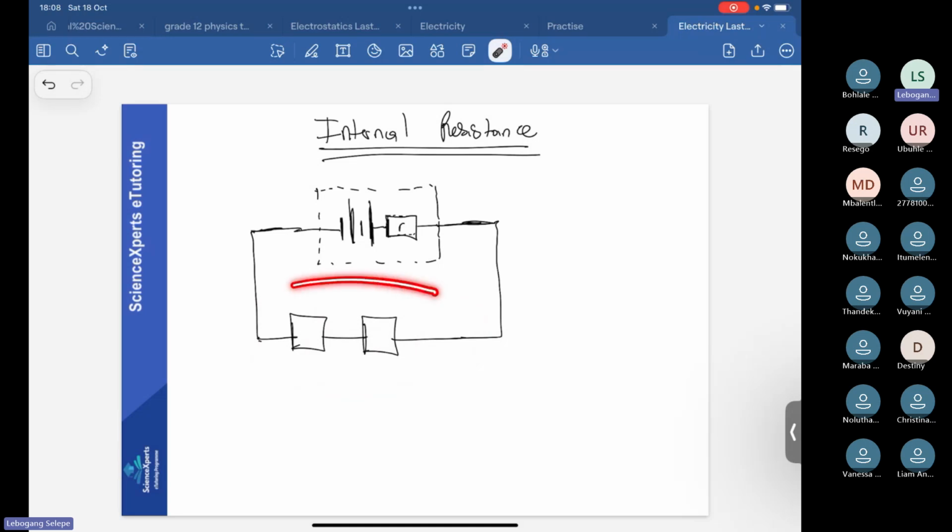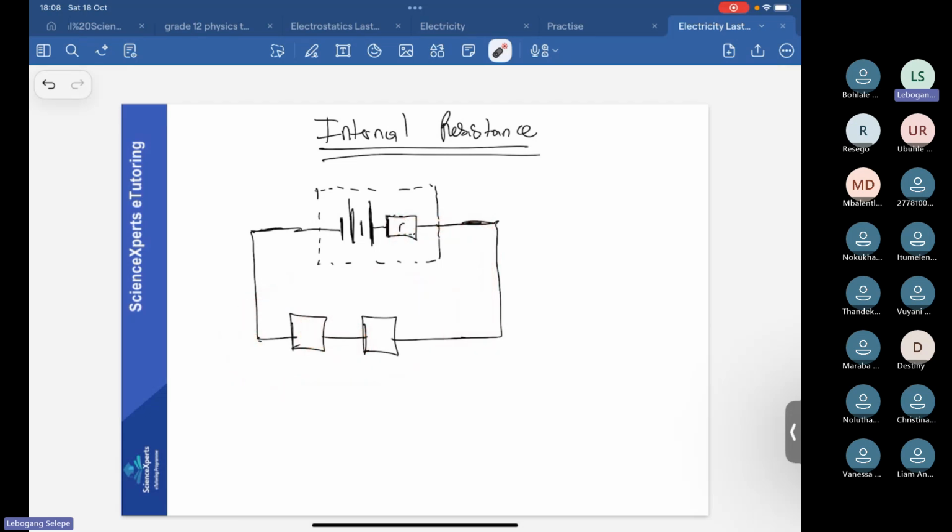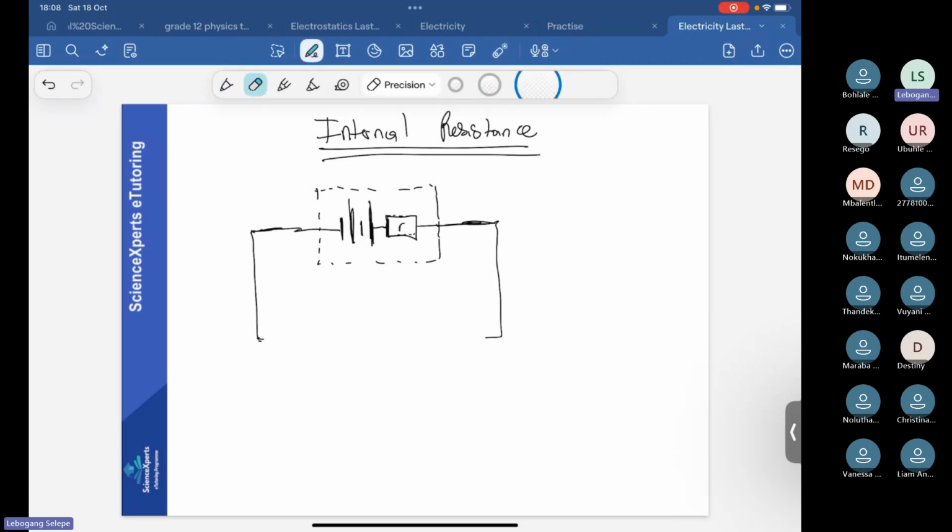But still, even if it's just one big resistor, you can see that R external and R internal are in series with one another, because from this R internal to the R external, there wouldn't be any separation or division by a wire, right? So R external is in series with R internal, right?